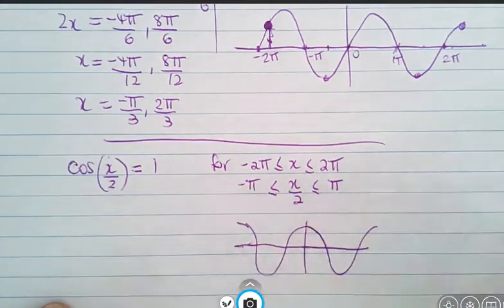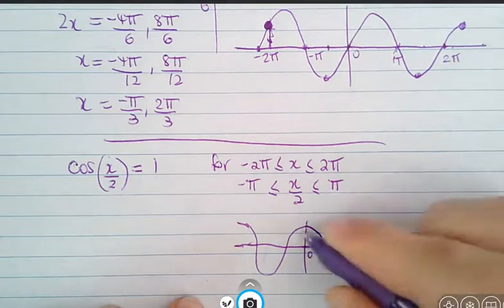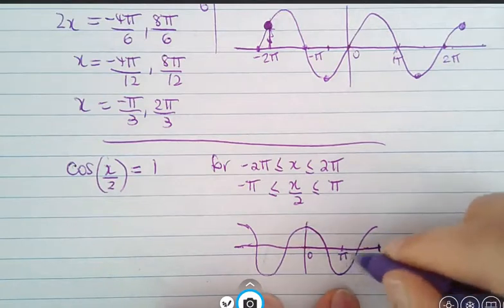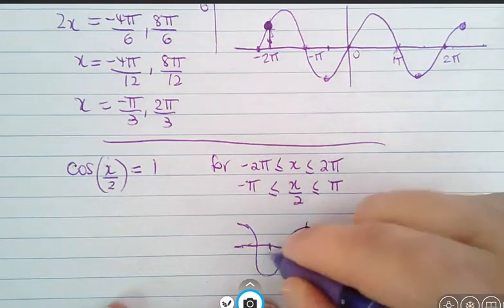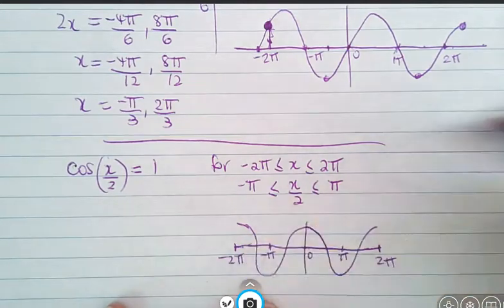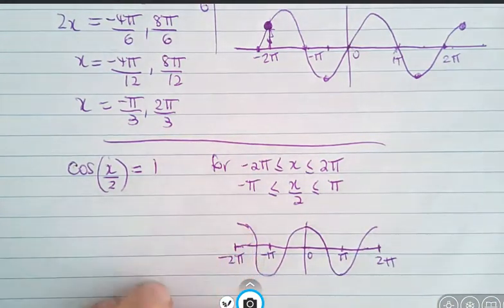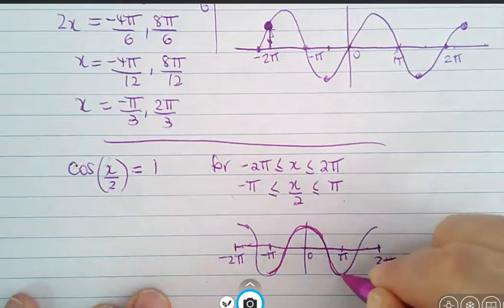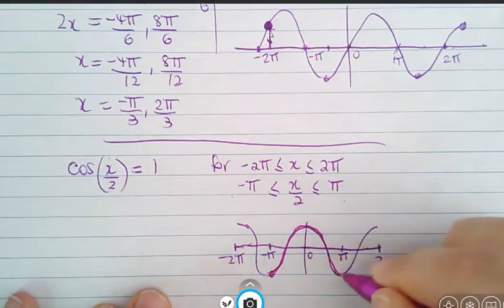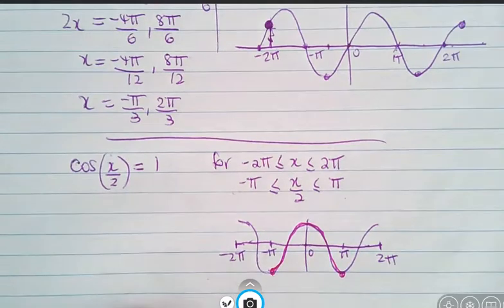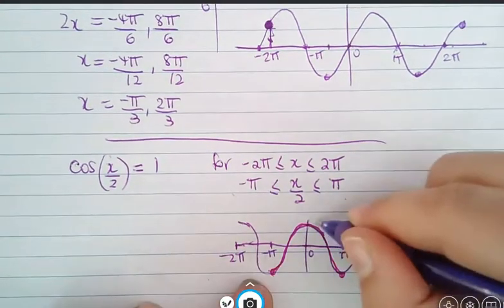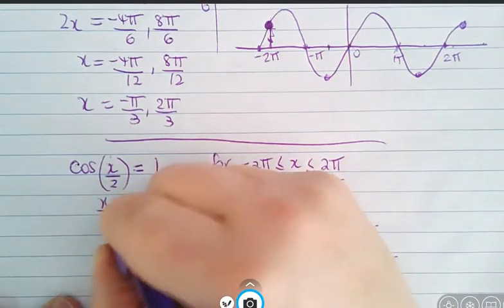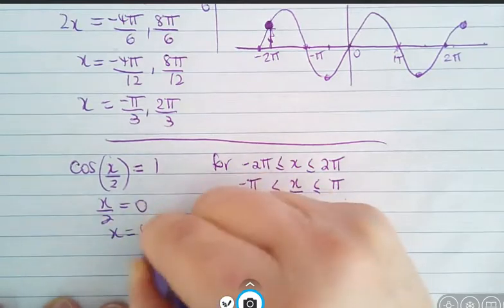But how far do we draw it? So this is 0. The normal cos curve, that's up to 2 pi there. But I don't want up to 2 pi. I only need up to pi. And that's negative pi. That's negative 2 pi. I only want, so I'm going to outline the bit I only want between negative pi and pi. I just want this bit in pink. Okay, so to do the solution for cos of x on 2 is 1, it only equals 1 in one position here, and that's at 0. So I get x on 2 is 0, therefore multiplying by 2, x is 0.